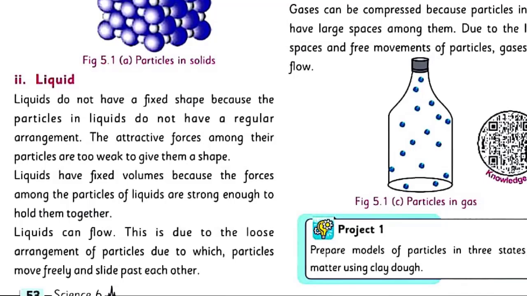2. Liquid. Liquids do not have a fixed shape because the particles in liquids do not have a regular arrangement. The attractive forces among their particles are too weak to give them a shape. Liquids have fixed volumes because the forces among the particles of liquids are strong enough to hold them together.